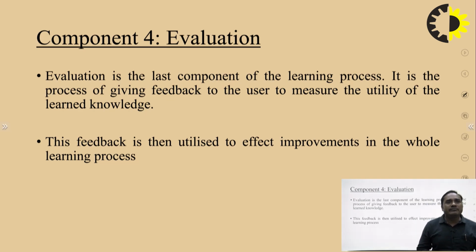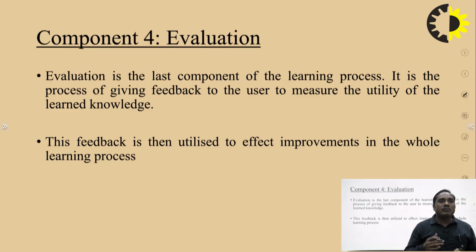Now the last point is evaluation. Evaluation is the final outcome where you are getting the output. Evaluation is the last component of the learning process. It is the process of giving feedback to the user to measure the utility of learned knowledge. If you follow the first to third levels, then you come to evaluation. So you are not jumping here. We start from the first level, second level, third level, and then we come to evaluation. Every level checks its role, and they are filtering out the data on the basis of which you get the output.